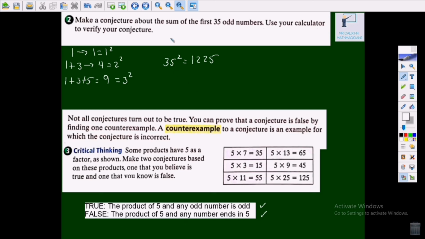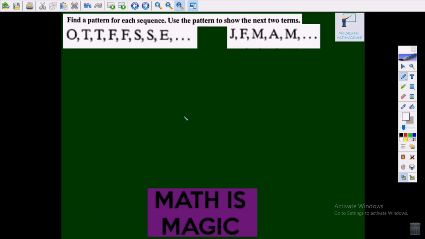Let's continue with the next type of exercise. Okay, this will be the last 2 exercises that we're going to make for this topic. It says, find the pattern for each sequence. Use the pattern to show the next 2 terms. These are the first letters of words. In this case, O, T, T, F, F, S, S, E is the first letter of the number 1, 2, 3, 4, 5, 6, 7, 8. The next numbers that follow would be 9 and 10, which are represented by N and T.